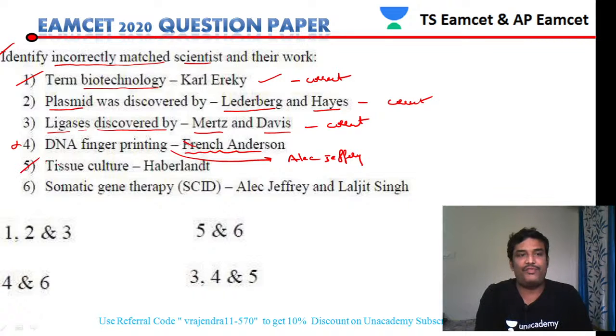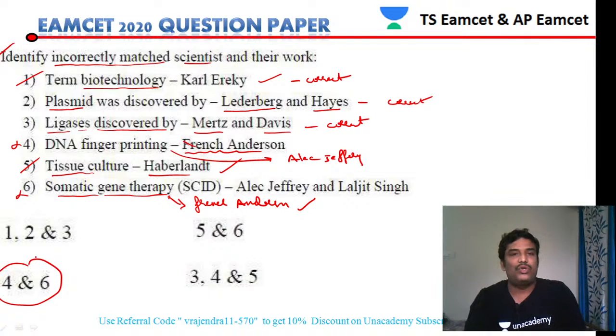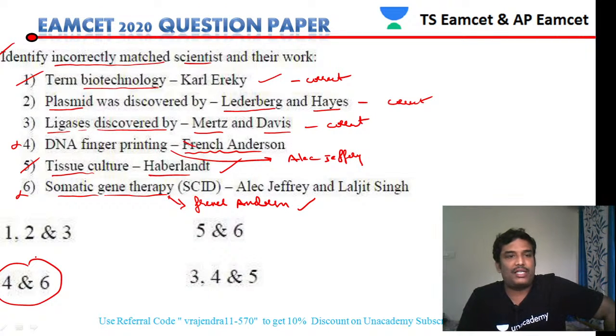Then let us see the fifth statement. Tissue culture was given by Haberlandt, that is also a right statement. Then somatic gene therapy was given by French Anderson. So the sixth statement is also wrong. Based on that, two statements are incorrectly matched: options 4 and 6.